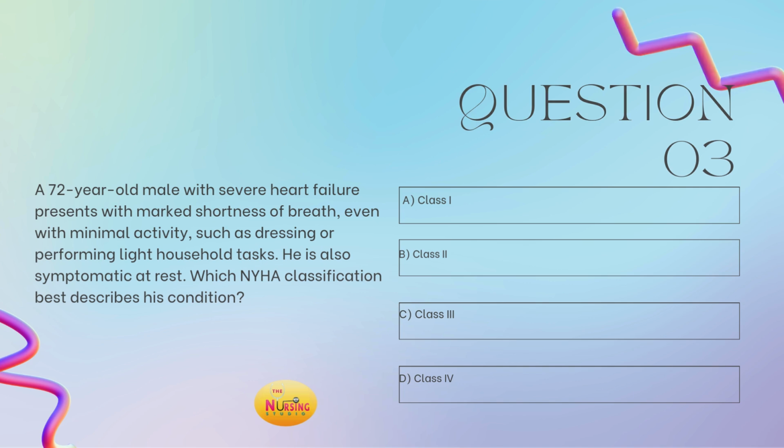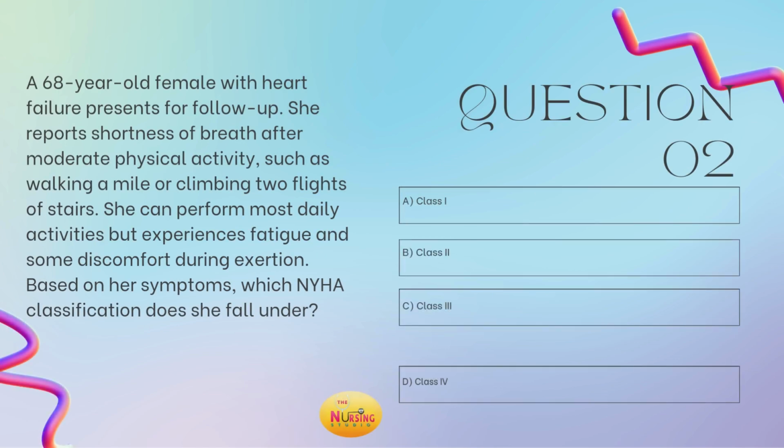meaning, let me go back to question 2 so I can show you what I'm saying. So like here, it says she reports shortness of breath after moderate physical activity, such as walking a mile or climbing two flights of stairs. Now, although it seems like, all right, well, she's having symptoms, listen, I don't have congestive heart failure, and I'm going to have some shortness of breath after walking a mile and climbing 2 flights of stairs, right? So somebody with congestive heart failure, we know they're going to have some type of symptoms, right? She's still able to do these things and she can perform most of her daily activities, but she does mention some discomfort during exertion, right?